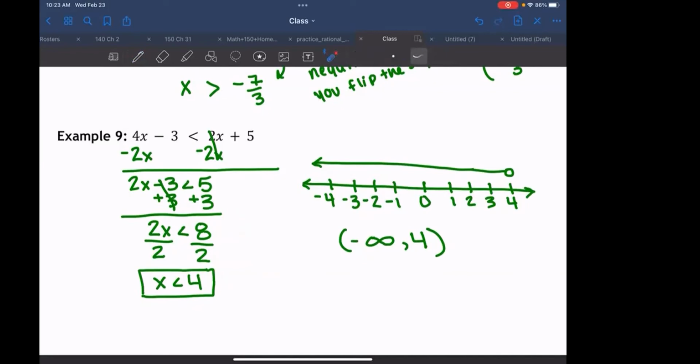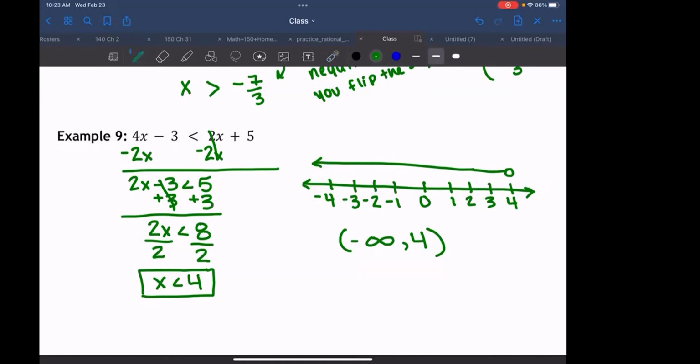And then to graph it, I used the open circle because the 4 is not included. And then I do the arrow to the left because it's less than x. There's everything less than it. And then for the notation, it's going from negative infinity to 4, which is not included. Awesome job. Any questions on example 9?